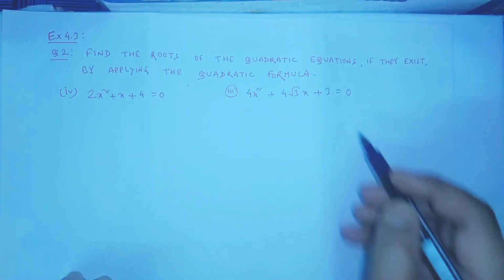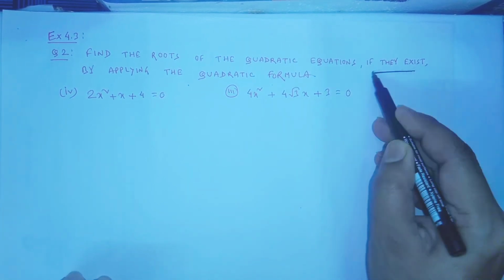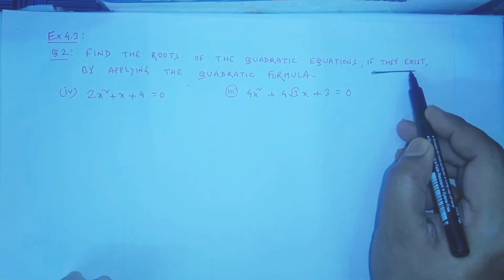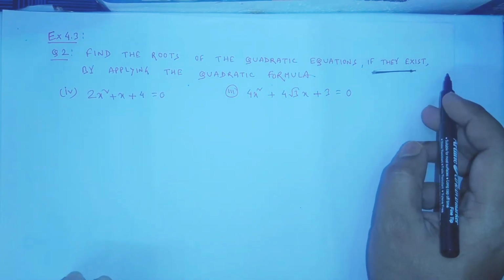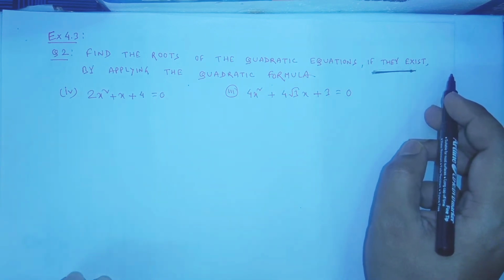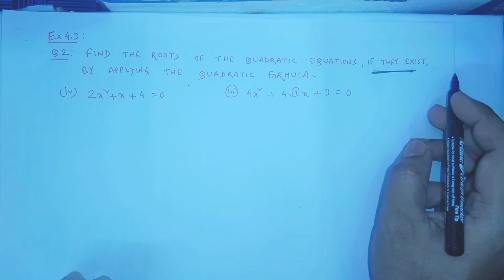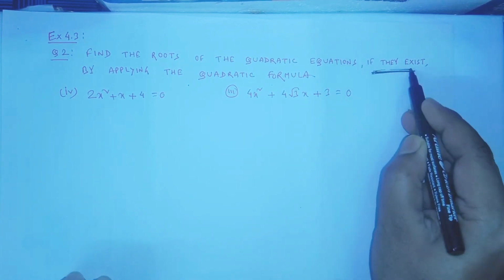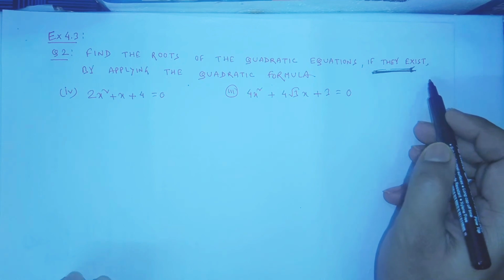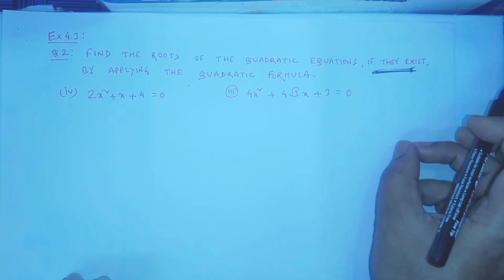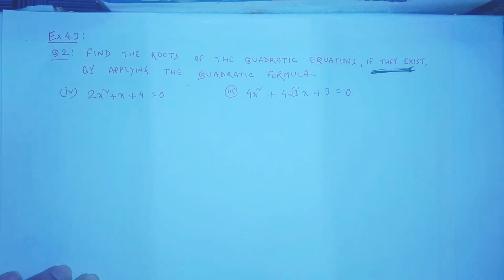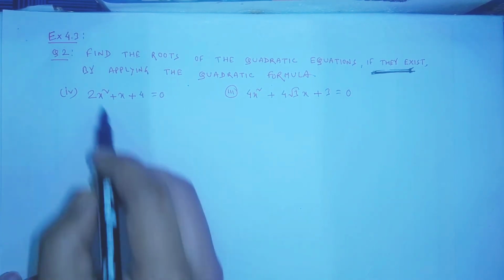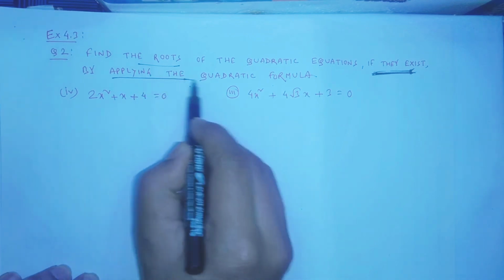Now to check whether the roots exist or not, I said earlier that we have to check the discriminant D equal to b square minus 4ac. If this discriminant b square minus 4ac is greater than or equal to 0, we say the real root exists. If it is less than 0, the real root does not exist, and since it does not exist, we don't have to find it. So I'm starting with question number 4. Let's see, first of all, whether the real root exists or not. If it exists, we'll find the roots by applying the quadratic formula.